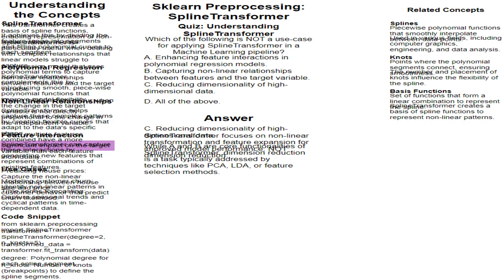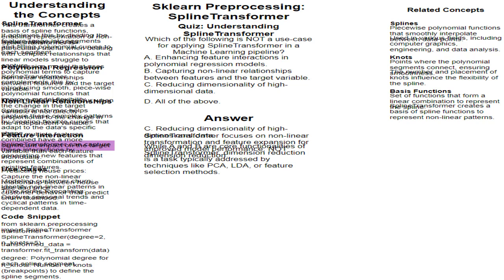In customer churn prediction, it can help identify complex patterns in customer behavior that might indicate churn. In time series forecasting, it can help model seasonal trends and cyclical patterns in the data, improving the accuracy of predictions.